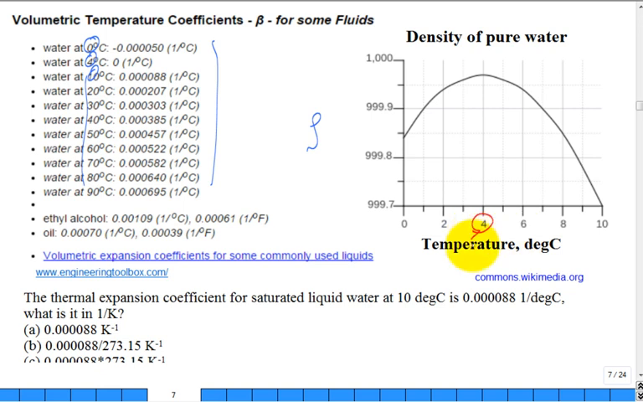4 degrees C. That's a nice number to remember. Sometimes you'll see that. Why do they quote this at 4 degrees C for water? Well, that's the maximum density. Meaning that as I decrease the temperature, I'm cooling it, it's getting more and more dense. But then something special happens at 4. It hits its maximum density.